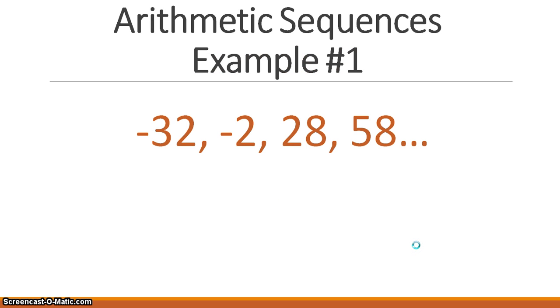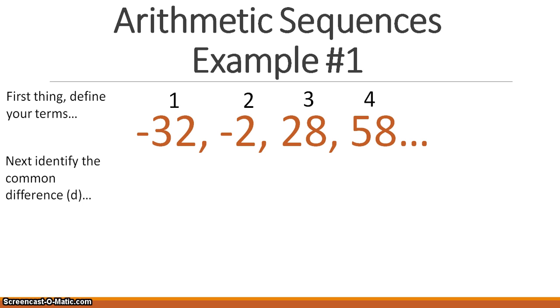Okay, so let's look at the first example. The first thing we want to do is to define our terms. So -32 is my first term, -2 is my second term, 28 is my third term, and 58 is my fourth term. Then I want to define my common difference. What's happening from -32 to -2? What's going on from -2 to 28? Okay, well, I can tell that I am adding 30 each time.